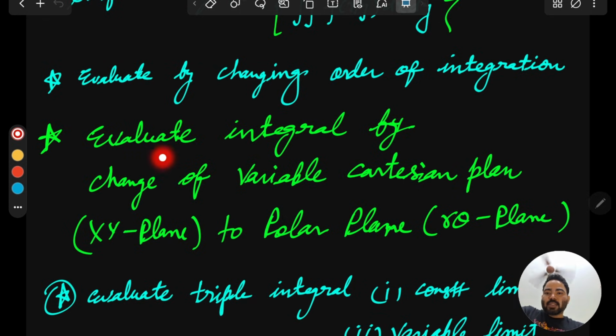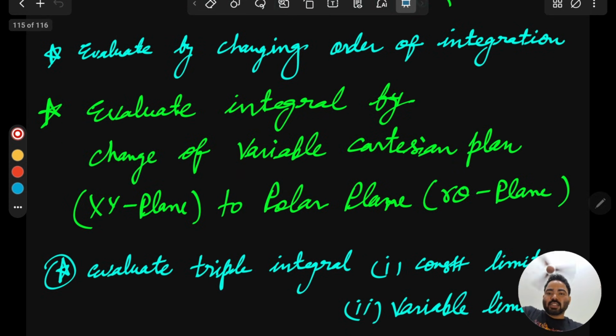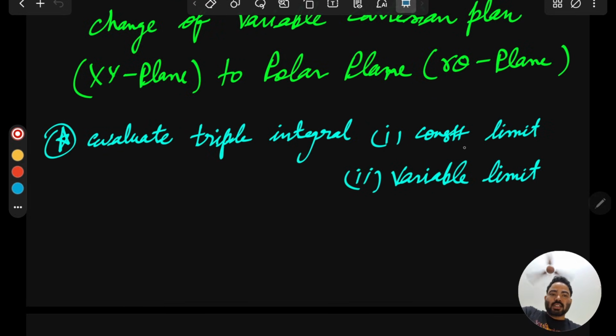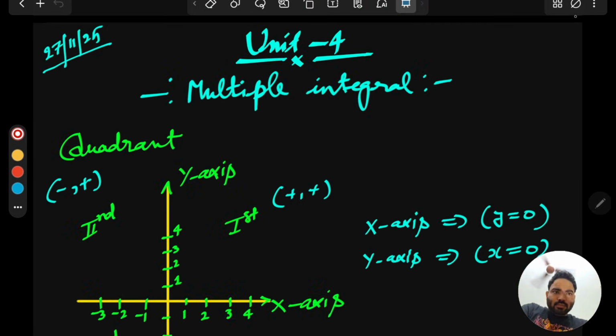The next topic after that will be evaluating integrals by change of variable, meaning here we will discuss only the Cartesian plane to polar plane. After that our next topic will be evaluating the triple integral if the limits are constant, and the next is if the limits are variable. Now let's go to the questions and solve them.